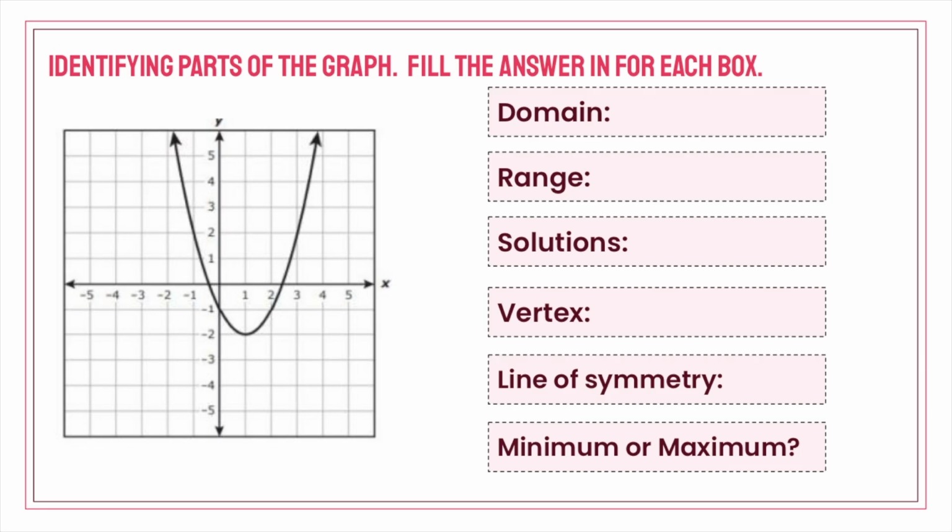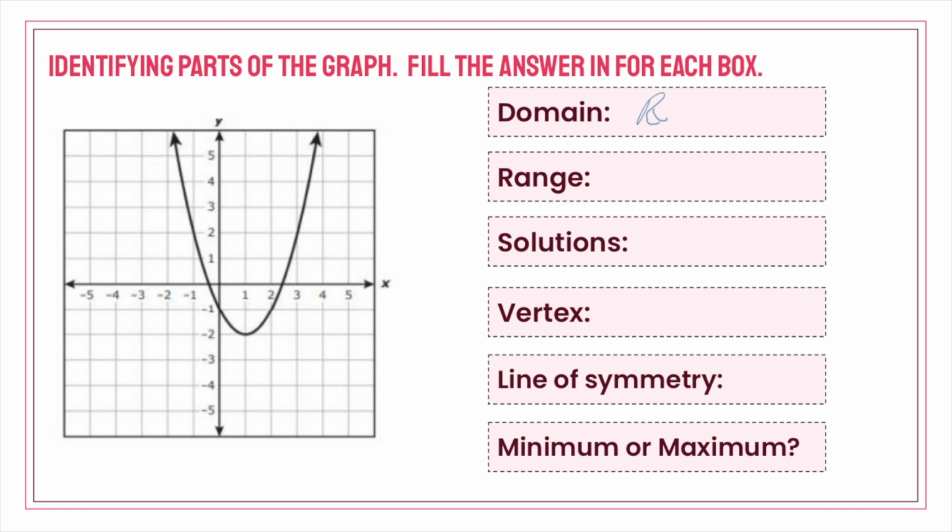So here we are identifying the parts of the graph and to fill in the answer for each box. So the first thing we need to do is identify the domain. Remember, the domain is the set of all x values, so we're trying to figure out where is this parabola going to fall on the x values. And we can see that the parabola is going to continue to go up and out forever, both left and right. So it's going to cover all of those numbers. So for that purpose, we're going to have all real numbers or fancy R, depending on how you look at it.